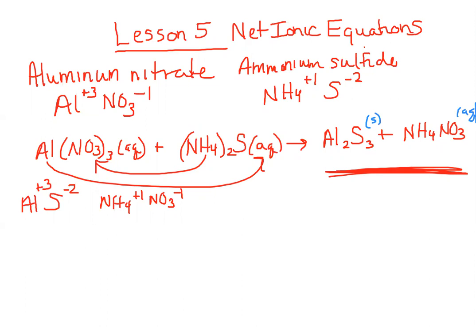So we've written it here now. Now we have to balance the equation. We got 2 aluminums, 1 aluminum. Let's put a 2 here. That gives us 6 nitrates. Over here we have 3 nitrates, so we would have to put a 2. That gives us 2 ammoniums. We got 2 ammoniums, but we've got 3 sulfurs, so we're going to have to put a 3 here.